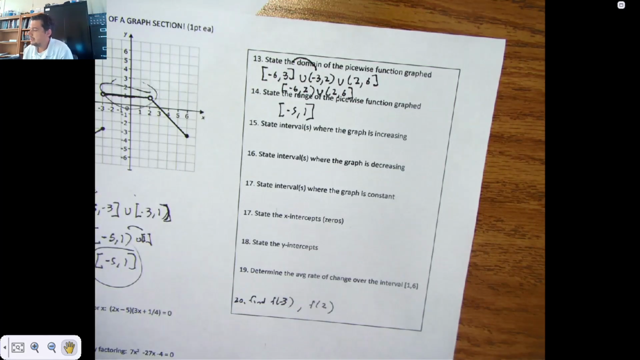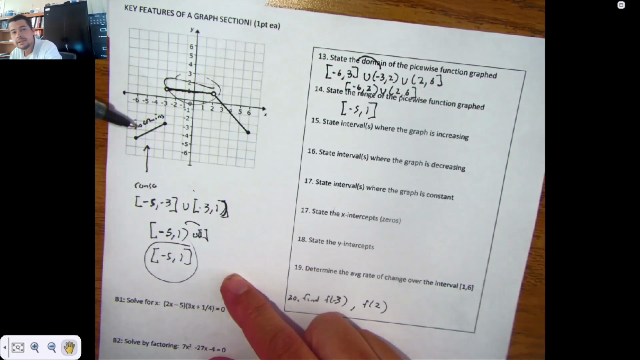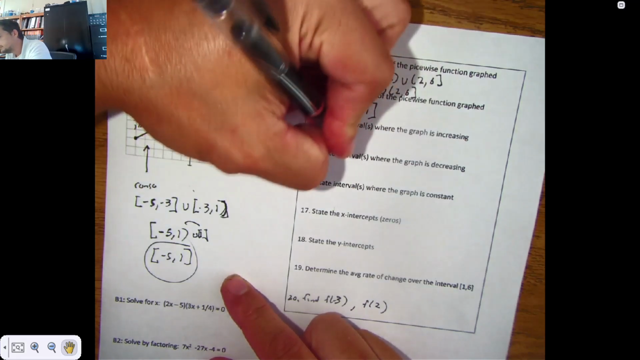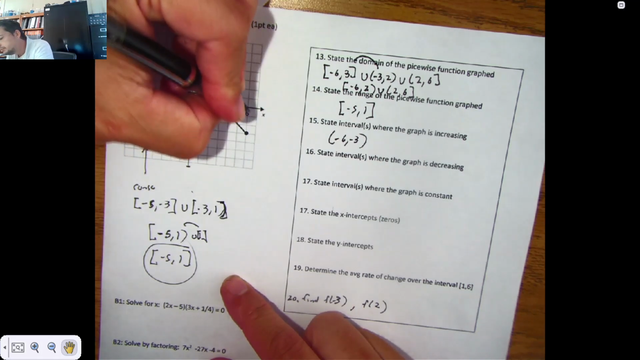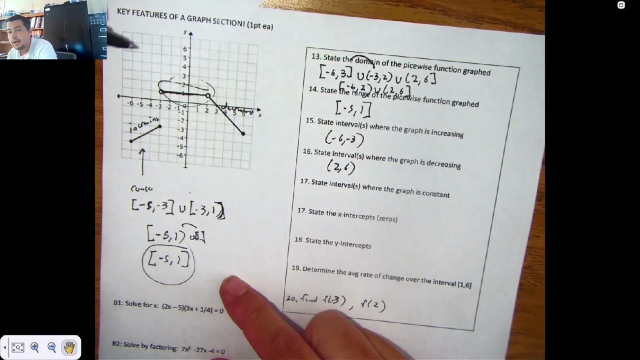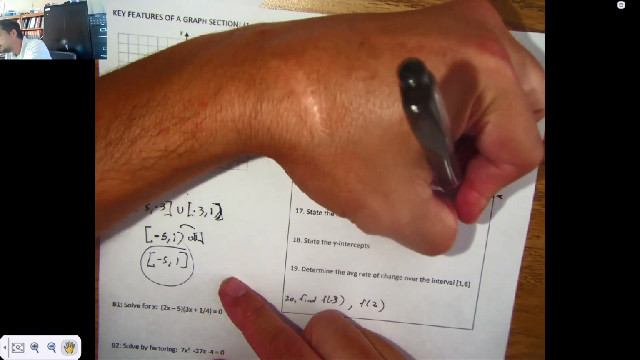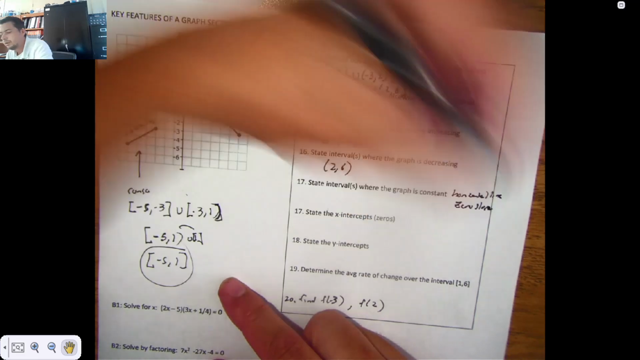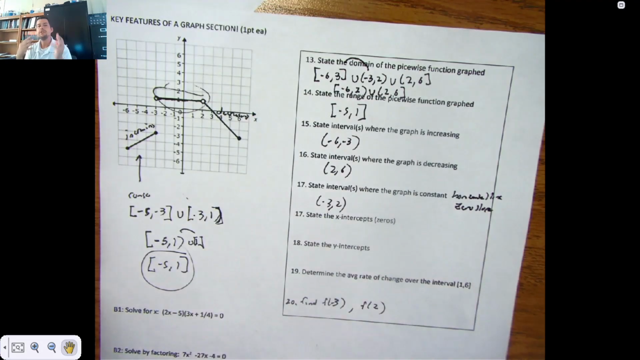State the intervals where the graph is increasing. That is happening right here. This is a positive slope. Sorry, it's increasing right here because that's a positive slope for x values between -6 and -3. I am decreasing here. And the x values are from 2 to 6. Constant, that's your horizontal line. You literally have 0 slope. That happens here from -3 to 2, because those are the x values that draw it.